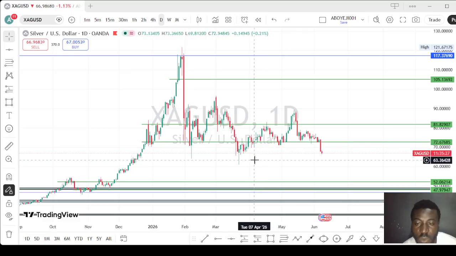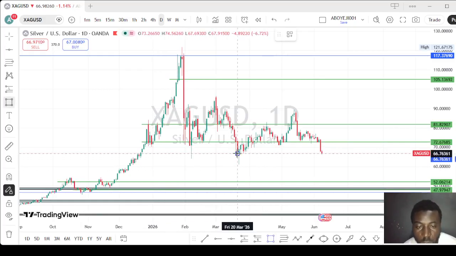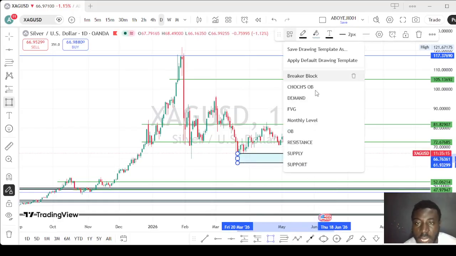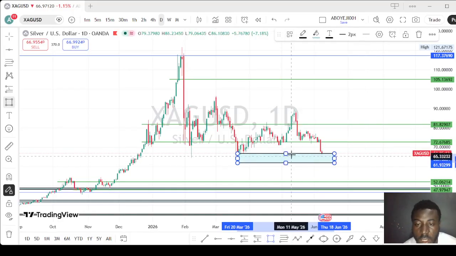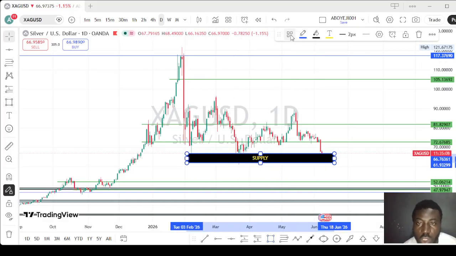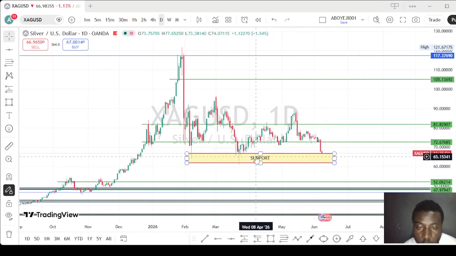Definitely, this place will serve as liquidity for me. So this is the key level. The market is going to break, retest, and, yes, this is supply. See, I say no, this is a support. Seriously, it's a support level.